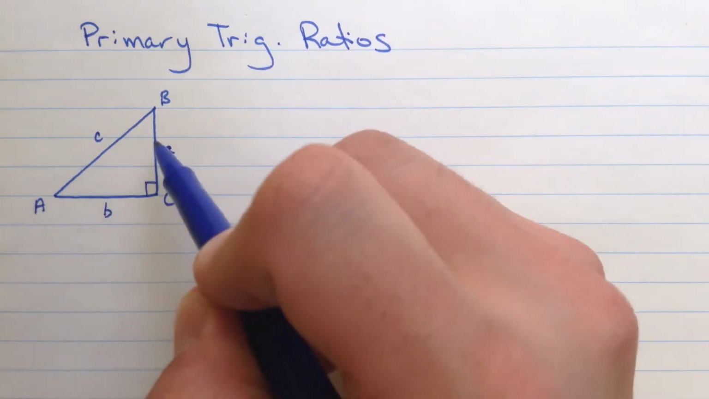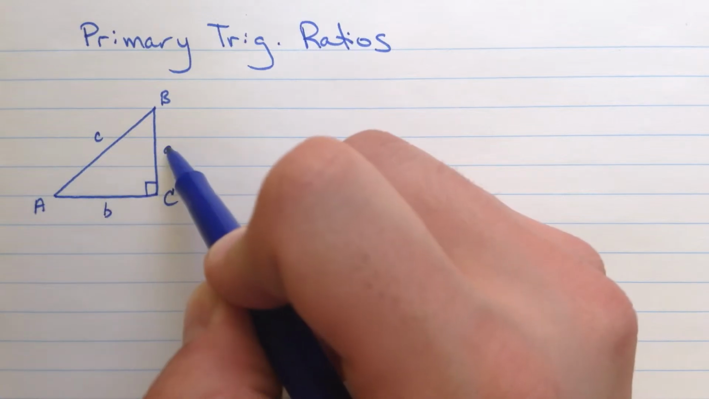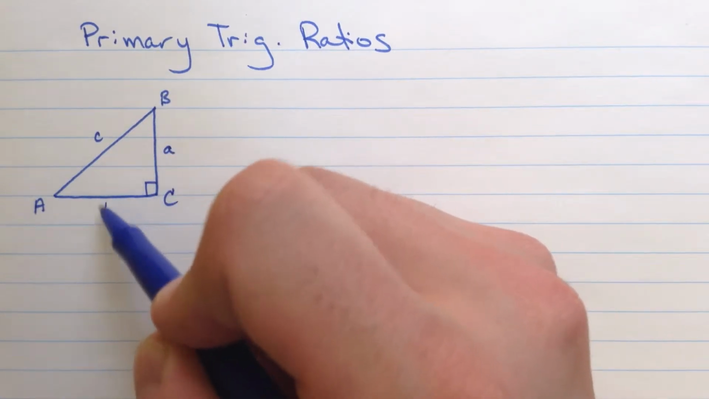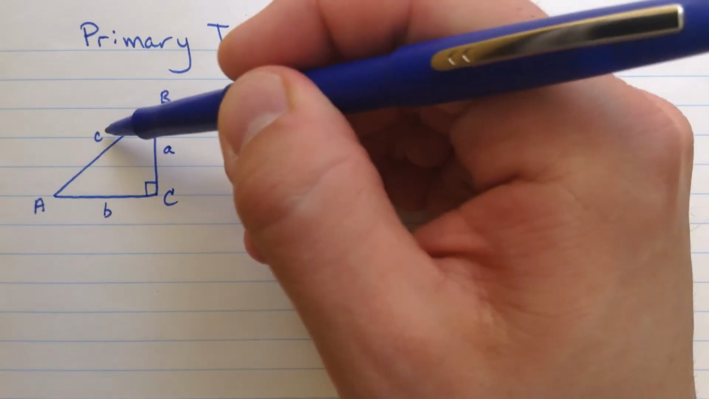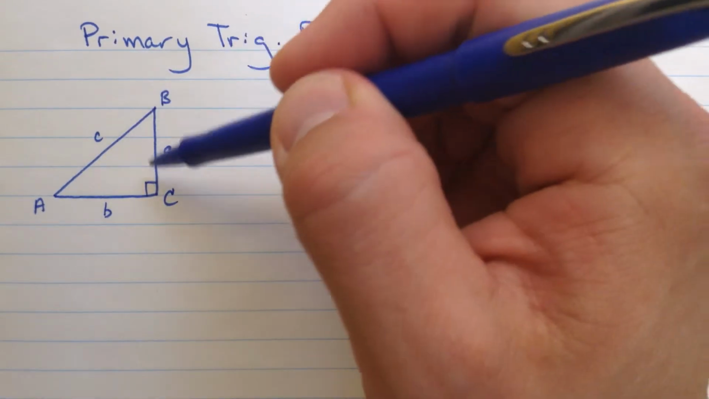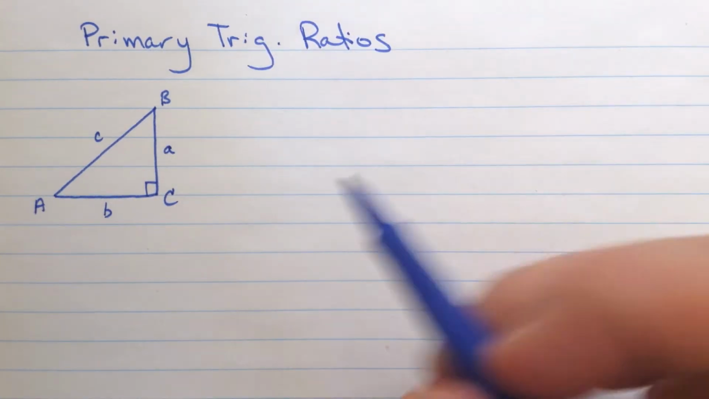The sides opposite each angle are labeled with the lowercase versions. So opposite of A we have little a, opposite B we have little b, and opposite C we have little c. And that one is really important. That is the hypotenuse of the triangle. It's the longest side and it's opposite the largest angle, which is 90.